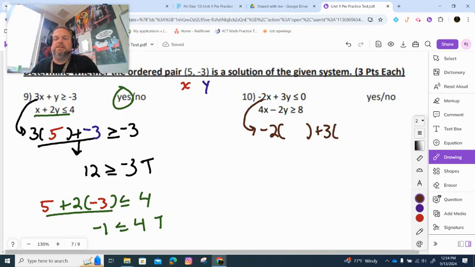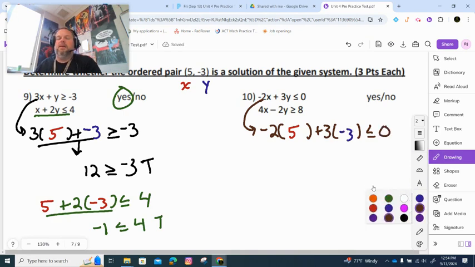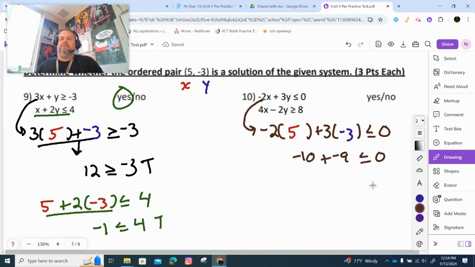Plug it into the second thing. I forgot to write a 0. All right. So this is -10 plus -9. Well, that's -19. Is that less than 0? Yes, this is true.